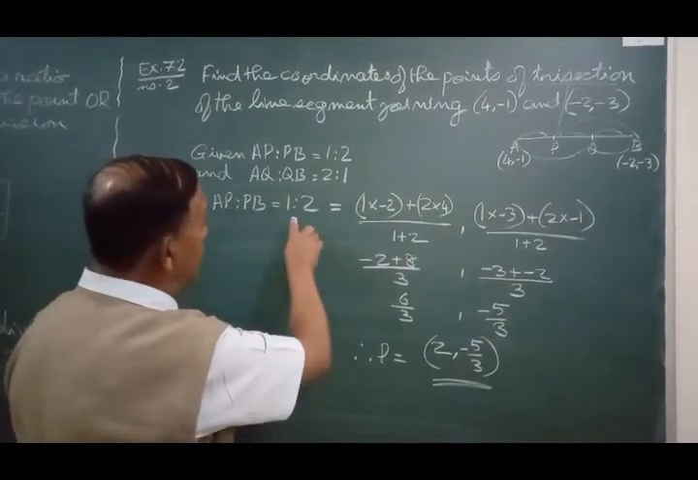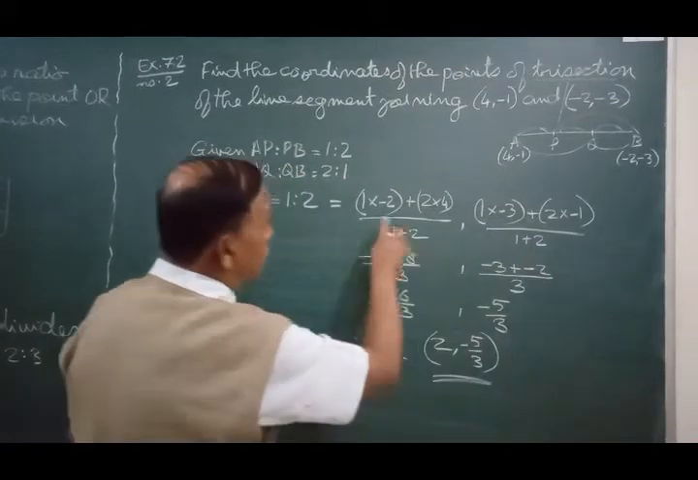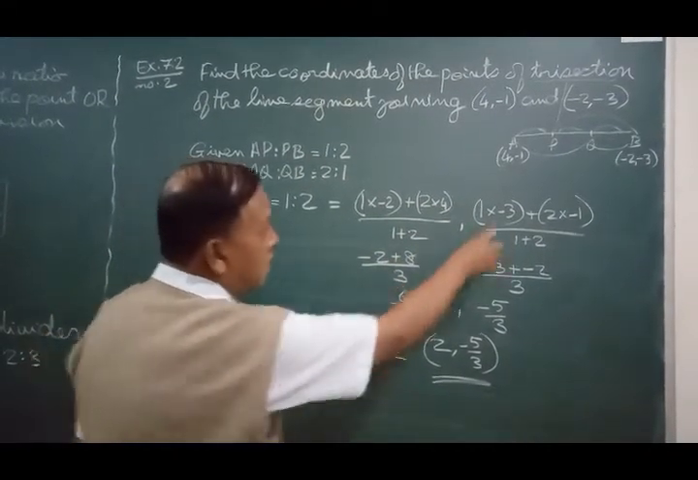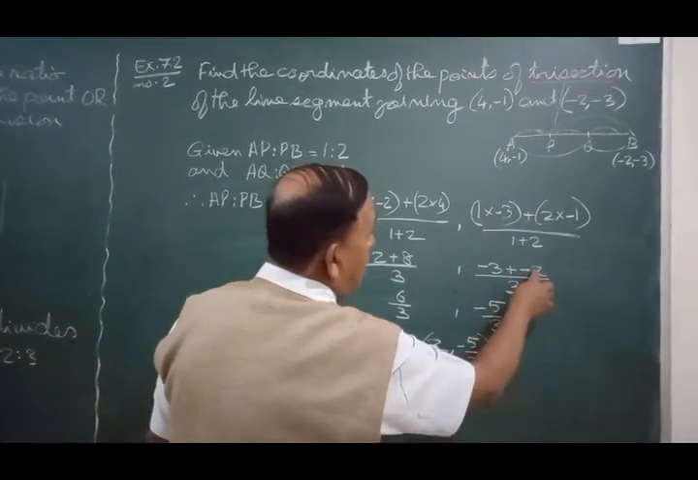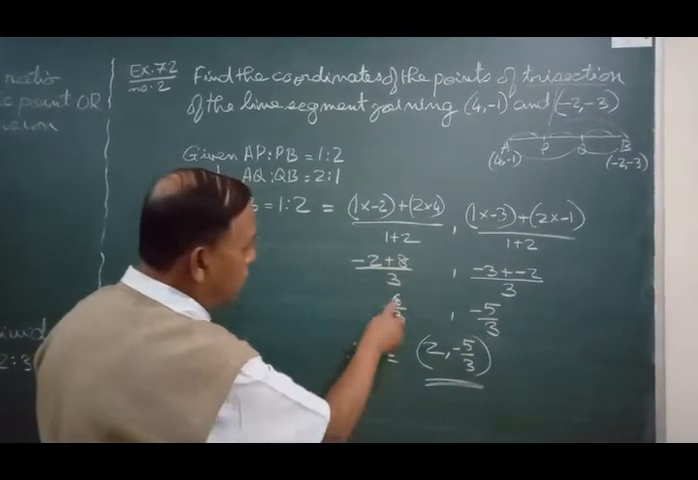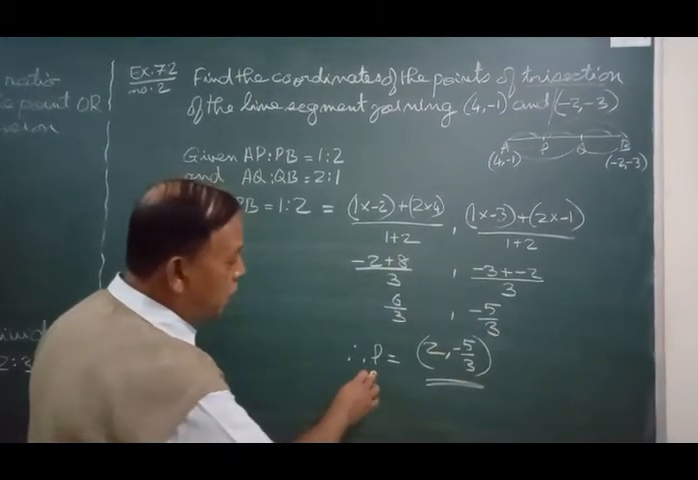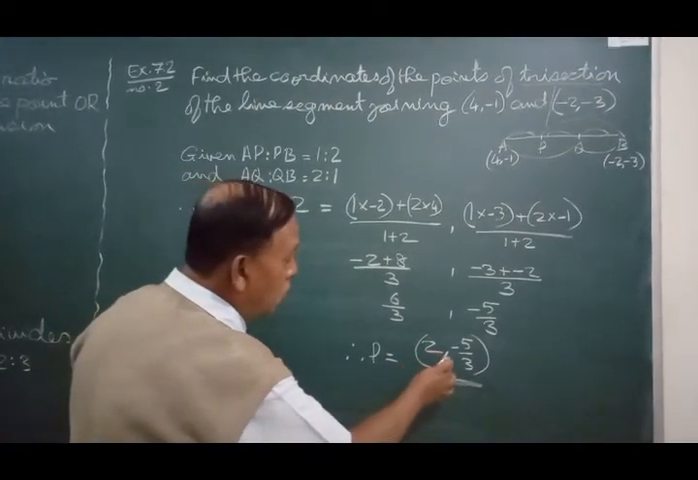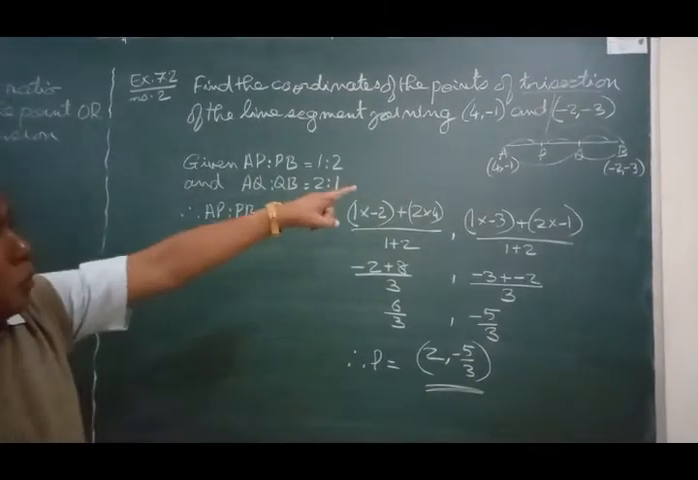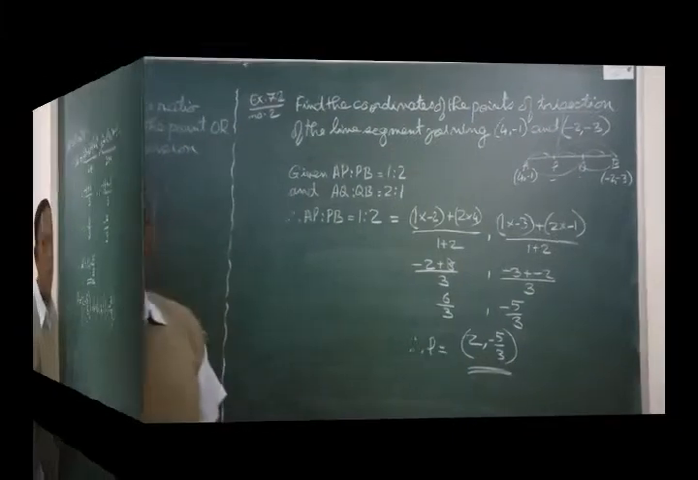Here the ratio is 1 is to 2, therefore 1 plus 2, again 1 plus 2. Here, 1 minus 2 minus 2, 8, 3. Minus 3, minus 2, into minus 2, again 3. And here we have 6 upon 3, and here minus 5 upon 3, and therefore P is equal to 2 comma minus 5 upon 3. So we have the first point. Now we will see the second point, Q.